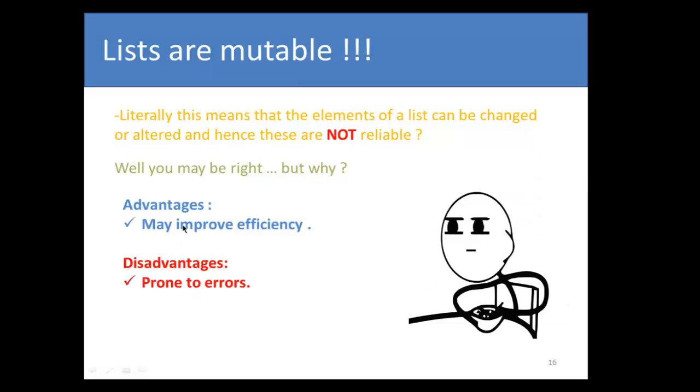Advantages: it may prove efficient. For example, in a program, if you want to edit some elements of a list or update a list, for example you are working on a database and want to edit something, then it's good, this works in your favor. But disadvantages: if by accident we edit any element of a list, for example the fourth or fifth element, then it could lead to errors in future. It would give us wrong results. So it has its own advantages and disadvantages as well.